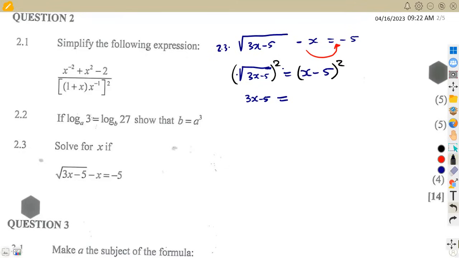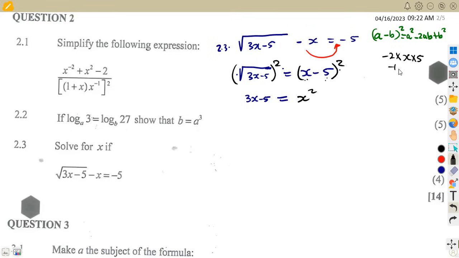But knowing this concept, guys, you are supposed to know that if you are expanding a minus b squared, this is going to give us a squared minus 2ab plus b squared. So this means that if we are to expand this, this is your a, this is your b. So it's going to be x squared, that's a squared, minus 2ab, that's minus 2 times your a, which is x, times your b, which is 5.